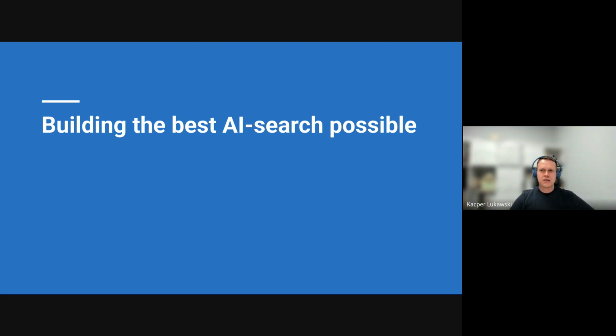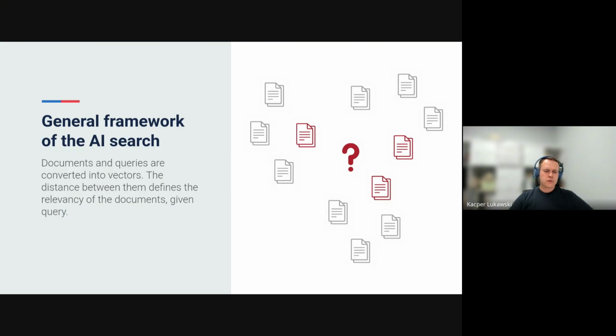Search is a complex beast, and there are various ways of how you can extract the most relevant documents given a query. However, it all traces back to some sort of vectors, because the general framework of AI-based search relies on vectors. In that schema, we have documents and queries vectorized, converted into vector embeddings. And the distance between these embeddings, I mean the distance between document and query embeddings, defines the relevance. So how good a match a particular document is for a particular query.